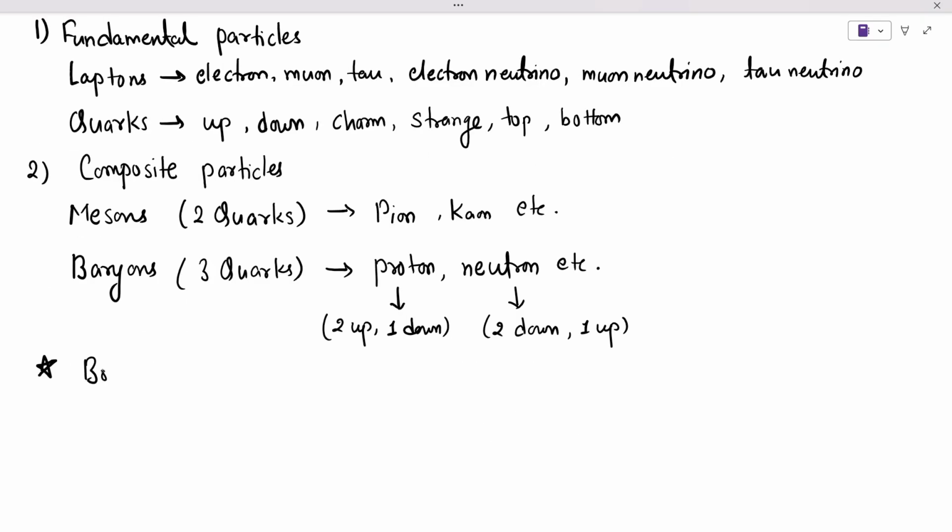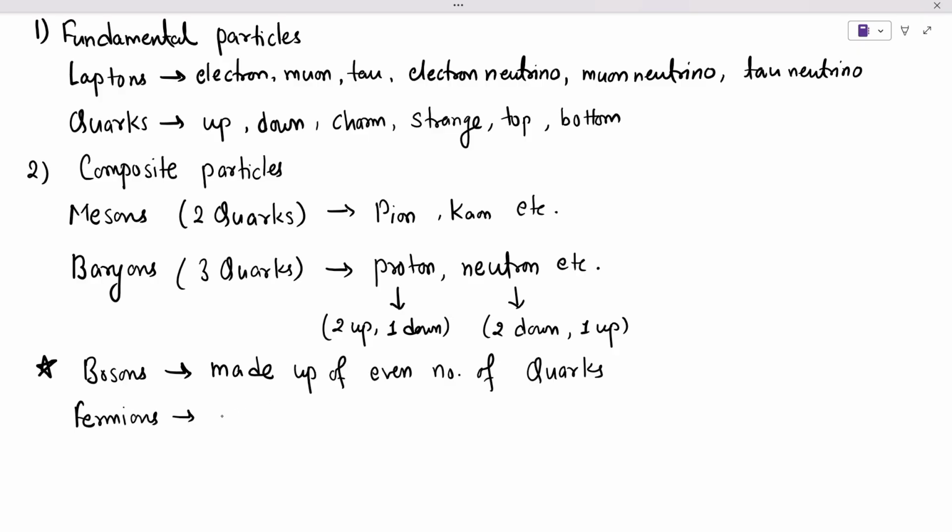Next, bosons. Bosons are those particles which are made up of an even number of quarks. Next one is fermions. Fermions are those particles which are made up of an odd number of quarks.